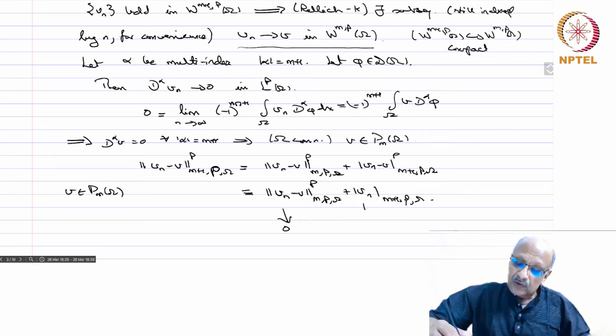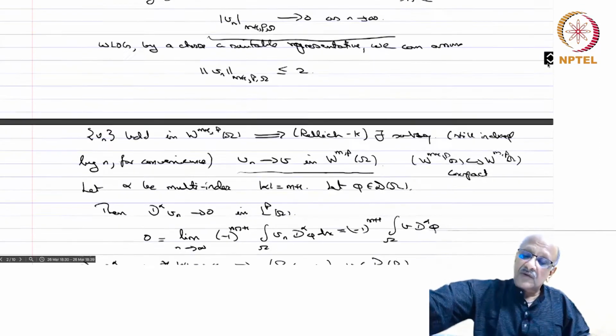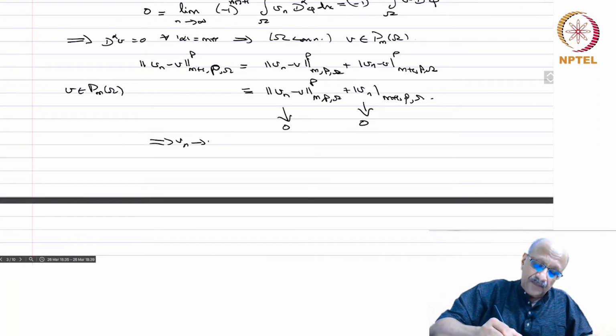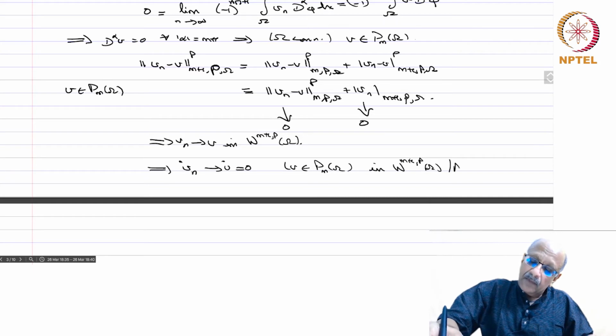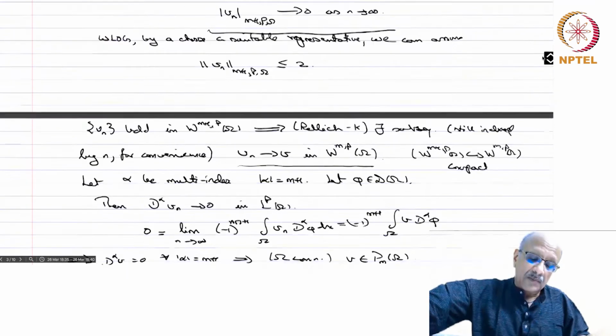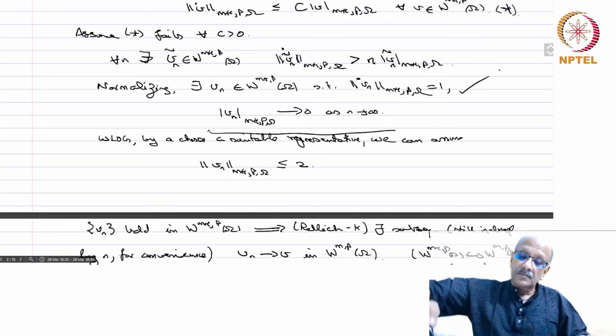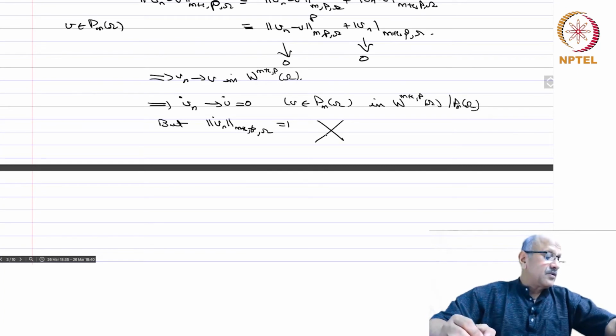So you have that, and therefore this goes to 0, and this goes to 0 by the assumption on the subsequence here, and therefore both of these go to 0, and therefore this means that Vn goes to V in W m plus 1, p of omega. And if that happens, then Vn dot must go to V dot, but V dot is 0 since V belongs to Pm of omega. But norm Vn dot in m plus 1, p, omega is 1. That was our definition, assumption. And therefore we have a contradiction, and this completes the proof.